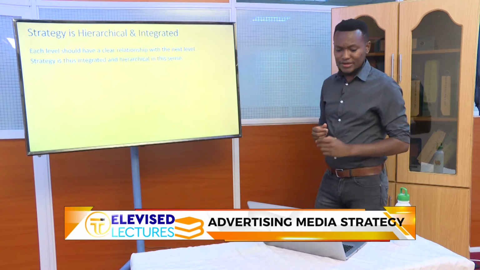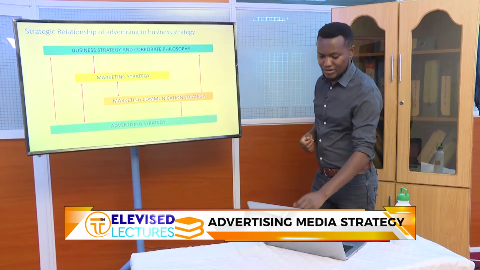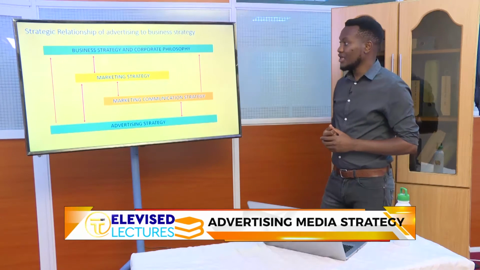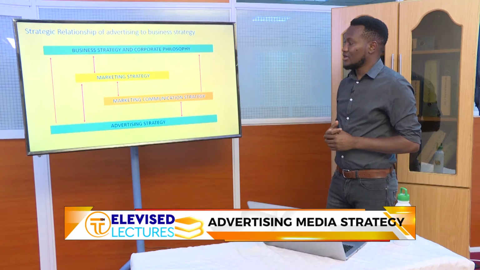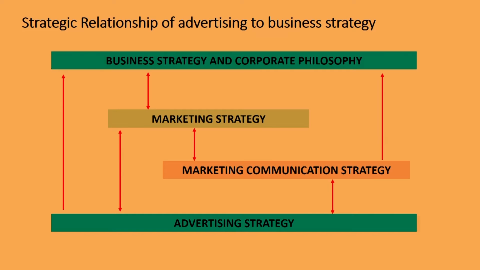To add on to that, I think I've already explained that slide. Probably I can use this illustration to explain clearly what I'm talking about. On top of this is the business strategy and corporate philosophy. It's an abstract kind of thinking when you're having an enterprise, and I've already given an example of a university. The idea is not just to educate people or give them certain degrees or for them to get certificates and stuff like that.